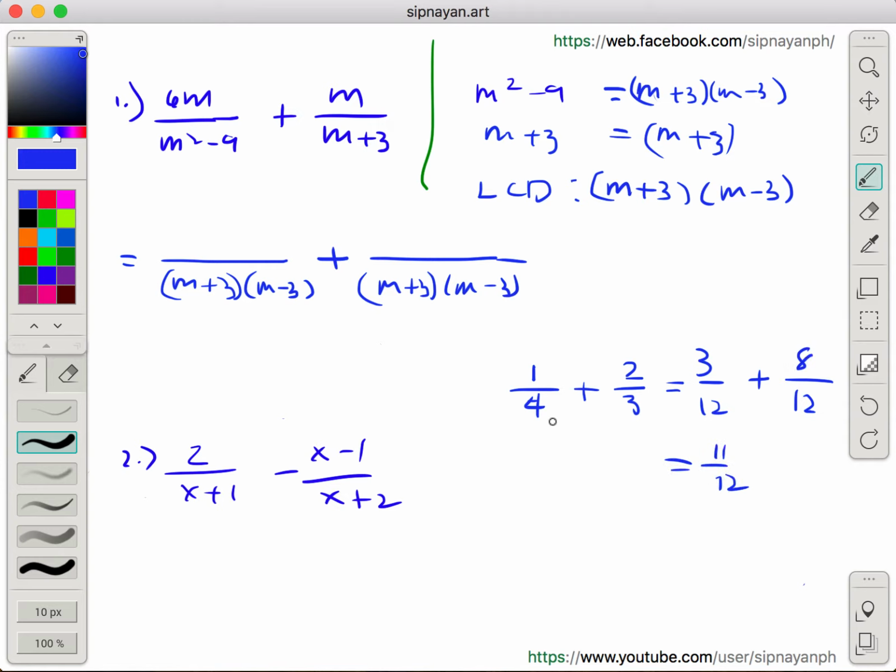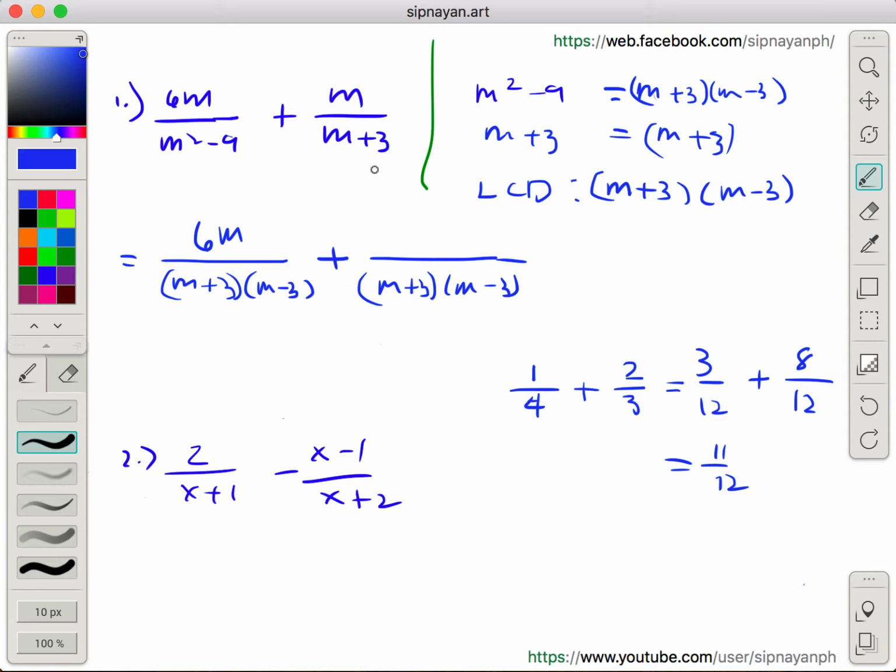Okay? So, ibig sabihin, i-divide natin ito dito, m plus 3 times m minus 3 divided by m squared minus 9 times the denominator. But notice that m squared minus 9 is actually m plus 3 times m minus 3. This means that we are dividing this by itself, so magiging 1 yan times 6m. So, this one divided by this one is equal to 1 times 6m is equal to 6m.